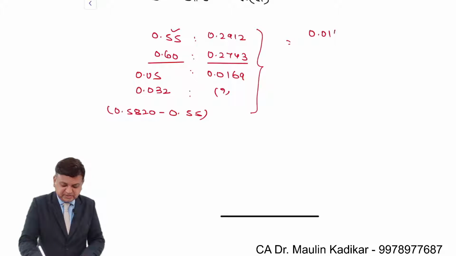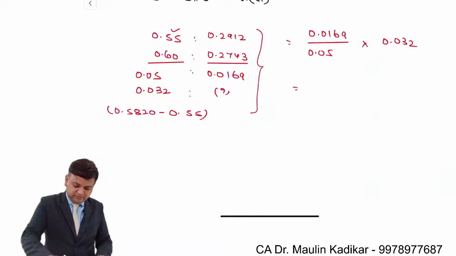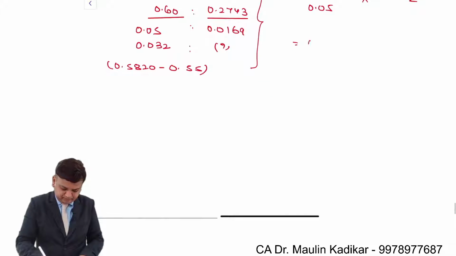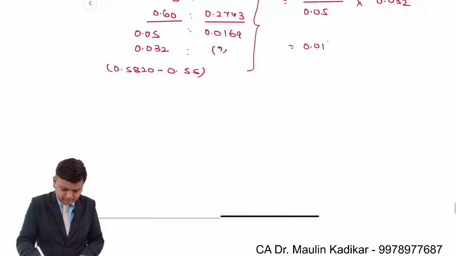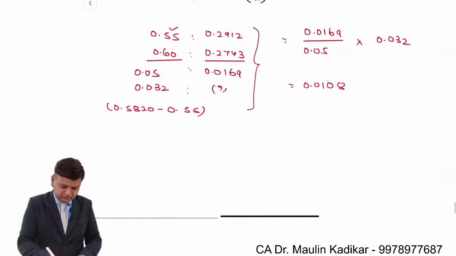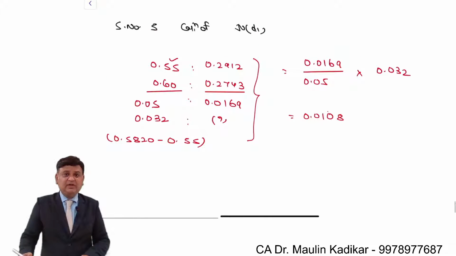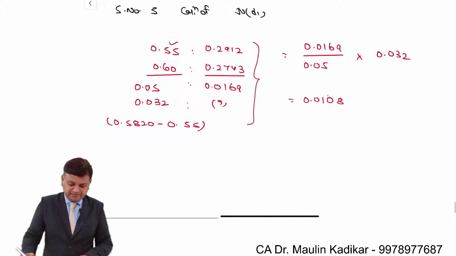So 0.0169 divided by 0.05 into 0.032. So the answer comes to 0.0169 into 0.032 divided by 0.05, which is 0.0108. This is the way we will have the difference calculated.